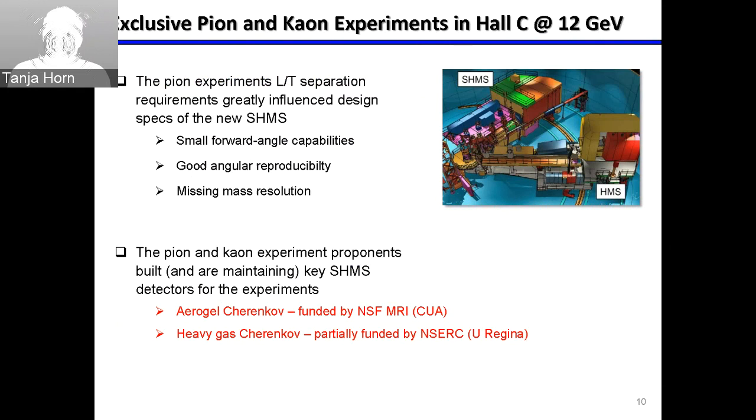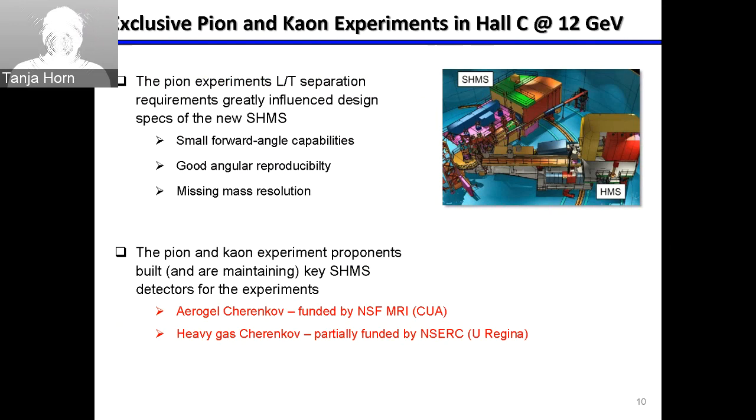And in addition to that, the proponents of these experiments, both Pion and Kaon, built and are maintaining some of the key detectors of this spectrometer. That includes the aerogel Cherenkov detector and the heavy gas Cherenkov detector that was built and is partially funded by the University of Regina.